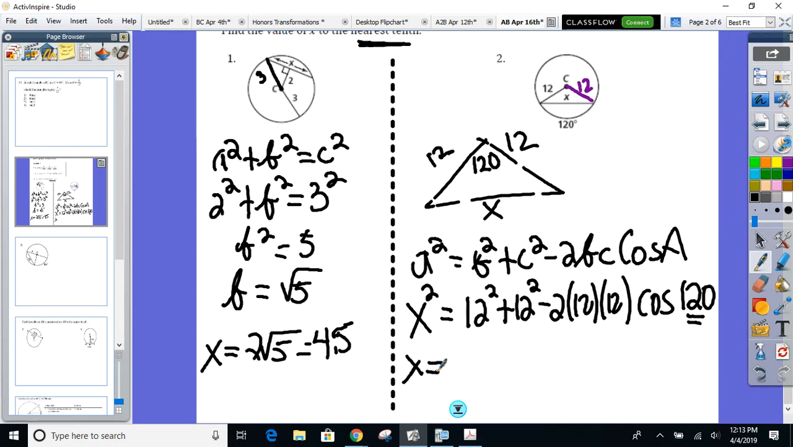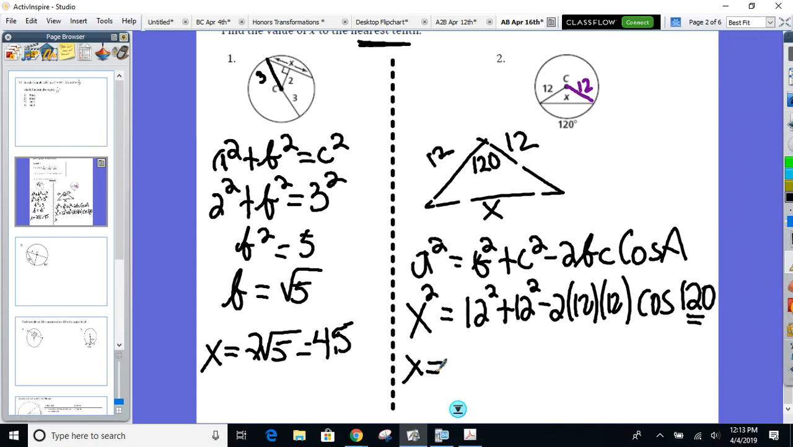And make sure this number is what x squared is equal to. So at the end, you do want to take the square root of it. And you want to round to the nearest tenth once again. I am getting 20.8. There's no units on here, so I won't put any on my answer. So 20.8 using the law of cosines. All right.